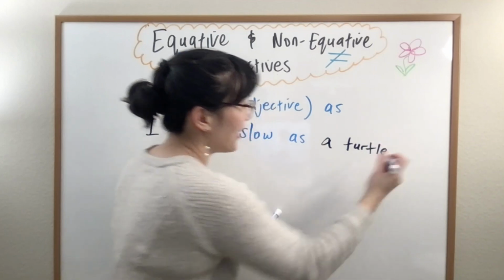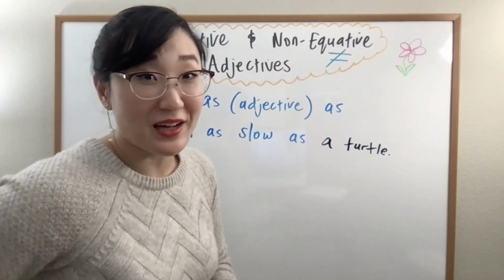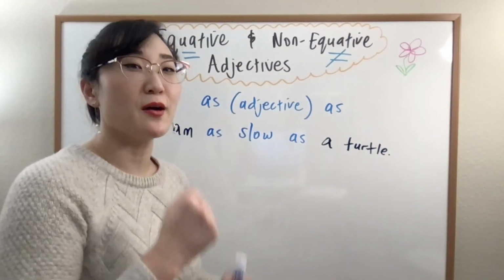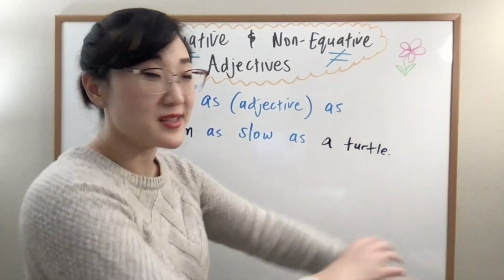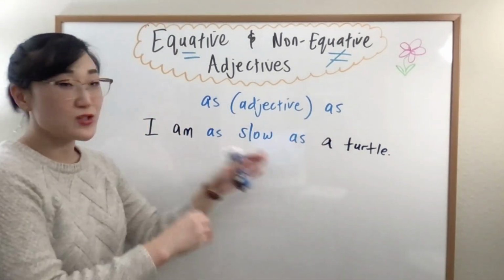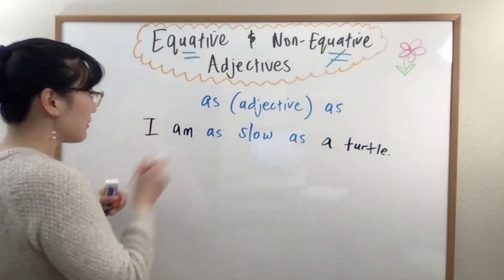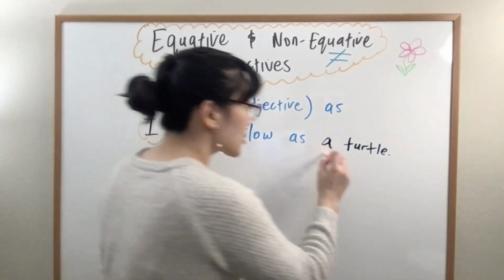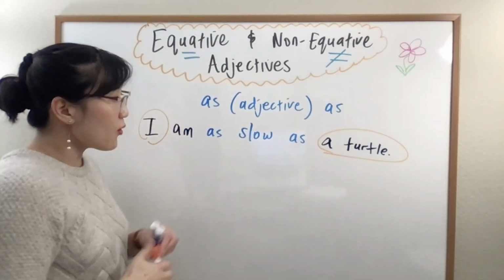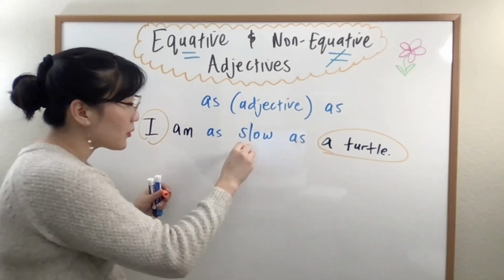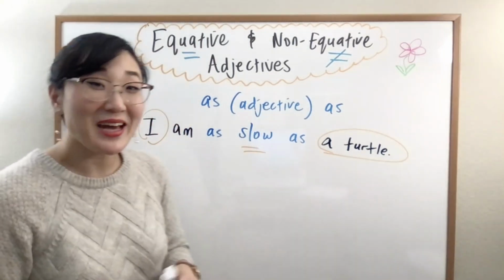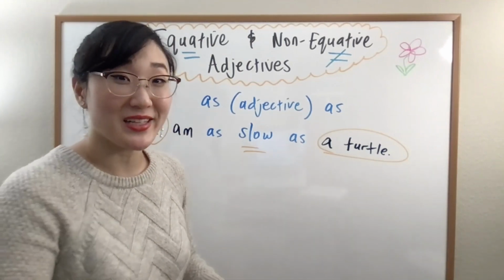When I run, I am not a very fast runner. I like to go slow and the same pace. So I am as slow as a turtle. In this comparison, I'm looking at me and I'm looking at a turtle. So this means we are equal. I am as slow as a turtle.